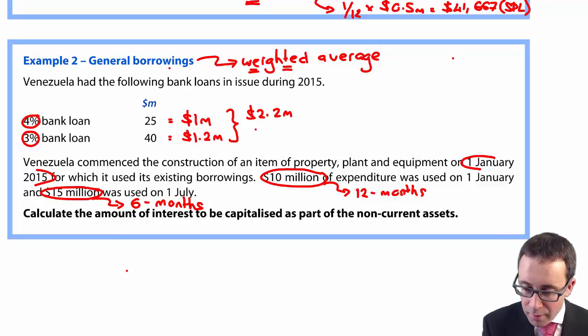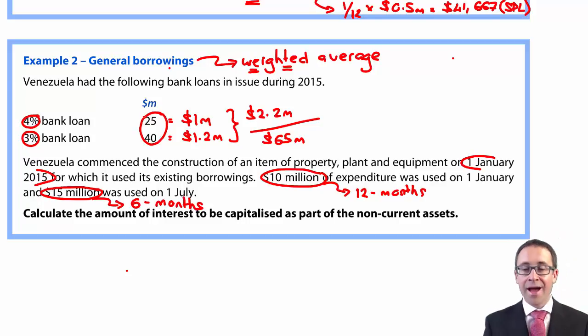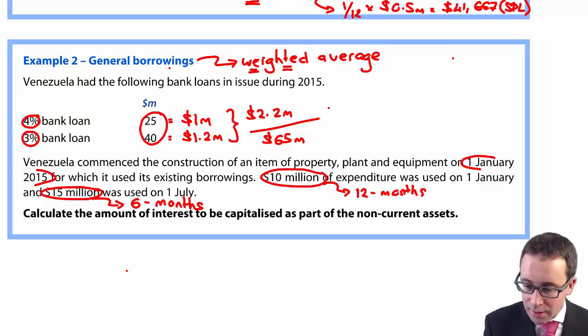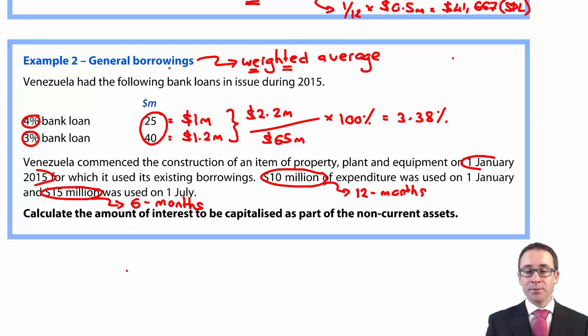Okay. The amount of borrowings that you have in total is $65 million, isn't it? Coming from the 25 and the 40. Okay. If you work that out on your calculator, I suppose technically you need to multiply it by 100%. That gives me 3.38%, isn't it? Okay. So a question could just ask you to work out the weighted average amount of interest on the borrowings to be used. Okay, so that's there at 3.38.